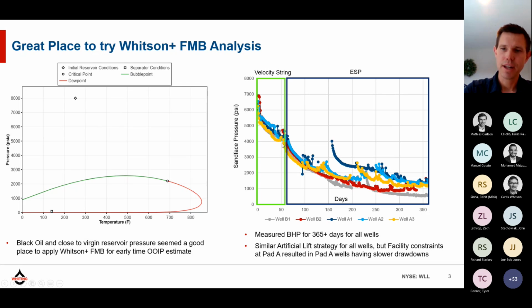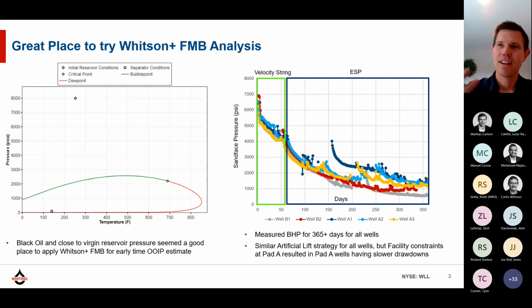So about 60 days. As part of that, we ran memory gauges on all those velocity strings. So we have measured data here during the velocity string. And then obviously when we put in the ESPs, we also have measured data for there. And luckily none of the gauges died on us. So that was a win.